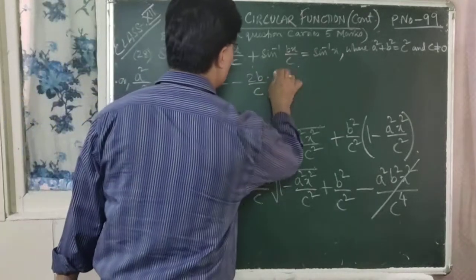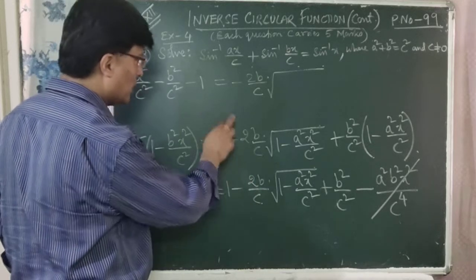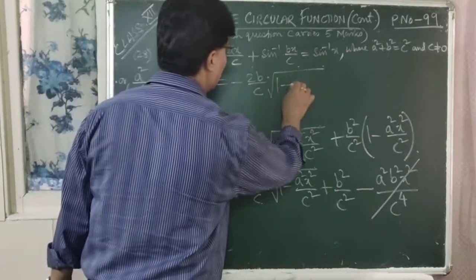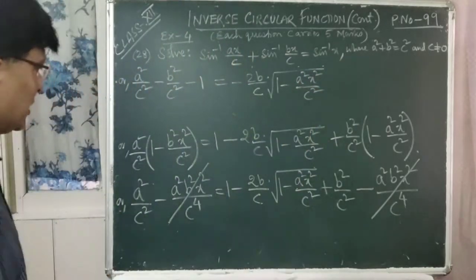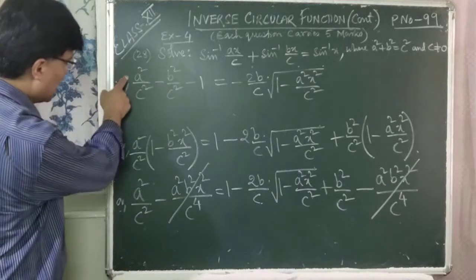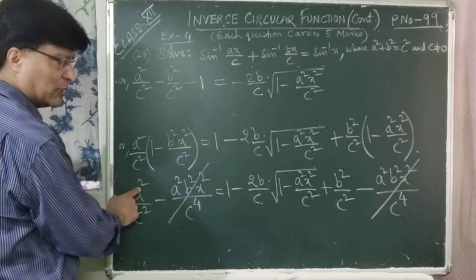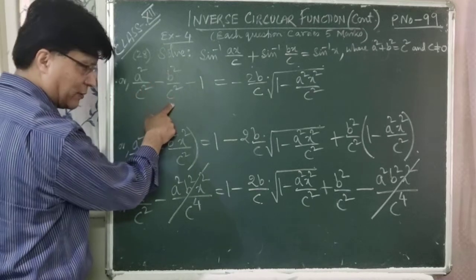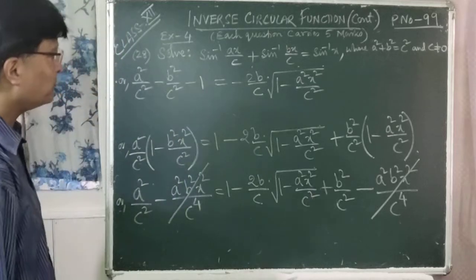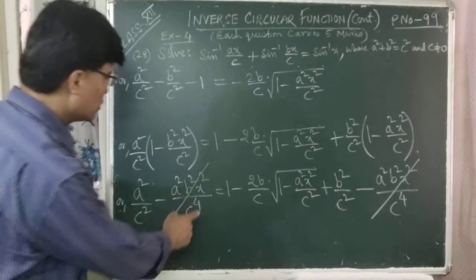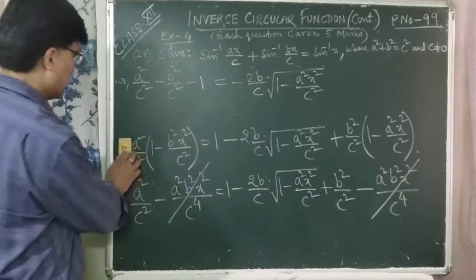Then within root, what is there? So within root there will be minus 2b by c, within root 1 minus a square x square by c square. So let us check it once again. This is a square by c square, right? Then plus b square by c square comes here, becomes minus b square by c square. Then what do we write? This is minus 1. Okay, so when this plus 1 goes to the left hand side, it becomes minus 1, right?